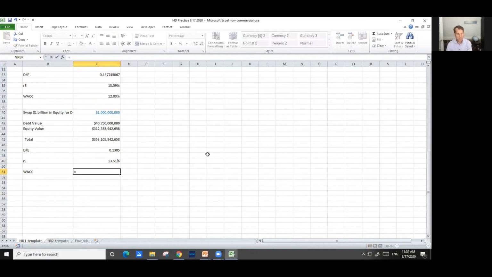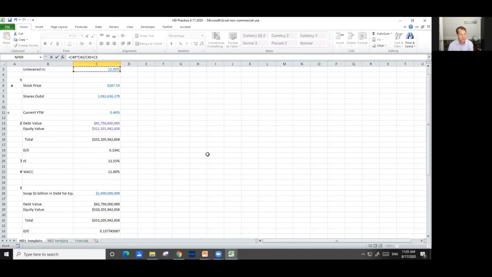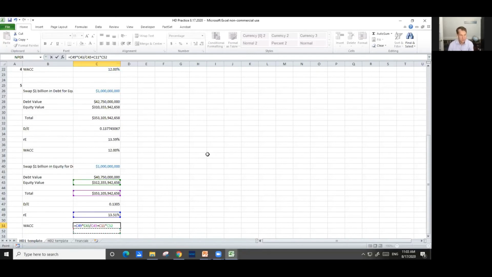And the WACC would be cost of equity times weight of equity plus cost of debt, which again we assume doesn't change here, times weight of debt. And it's the same 12%.